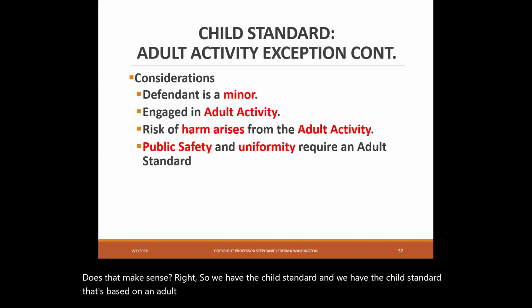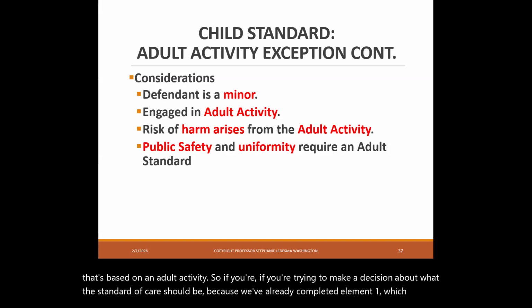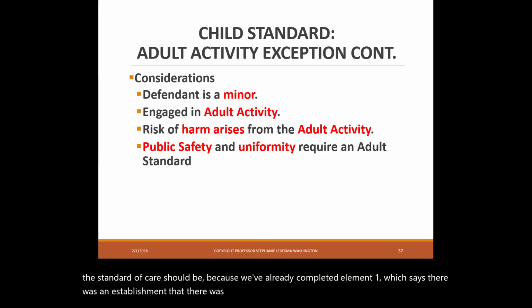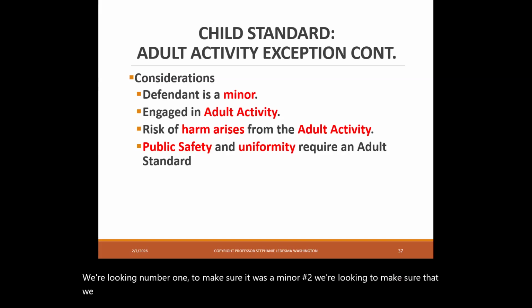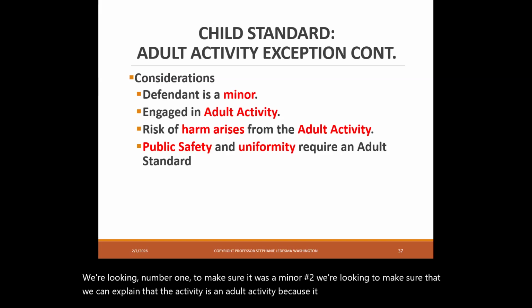So if we're trying to make a decision about what the standard of care should be, because we've already completed element 1, which says there was an establishment that there was a duty, we're now trying to find what the level of that duty is, right? If it's a child engaged in an adult activity, we're looking, number one, to make sure it was a minor. Number two, we're looking to make sure that we can explain that the activity is an adult activity because it requires adult maturity, adult skill, adult responsibility, right?